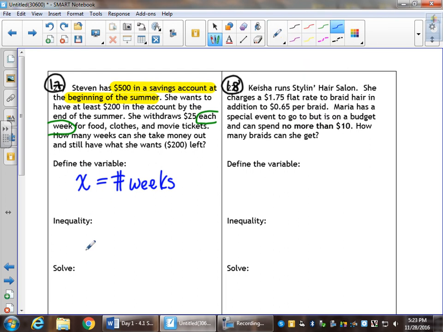So if that's what we're starting with, 500 is what you start with. What happens to that 500? Well, it says that we're withdrawing $25 each week. Withdrawing is adding or subtracting? That is subtracting $25 per week. She wants to have at least 200 in the account. At least 200 in the account would be greater than or equal to 200. So this is greater than or equal to 200.